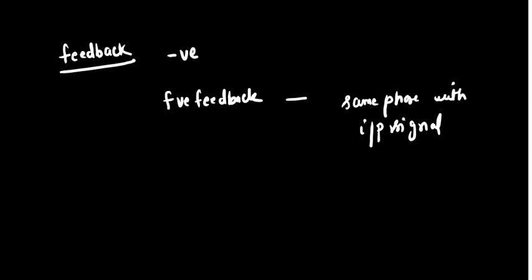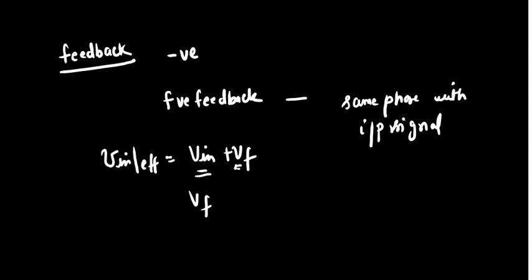The effective input, because this is your V in, then you provide some feedback, the effective goes V in plus some feedback, right? What I'm saying, the effective input will be V in without feedback plus some feedback. Whenever this V in is there, if your VF is in same phase, it will add up the effective signal, correct? If it is out of phase, it will decrease the effective signal, right?